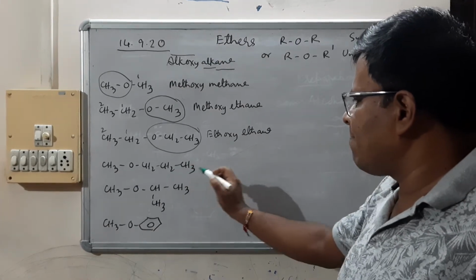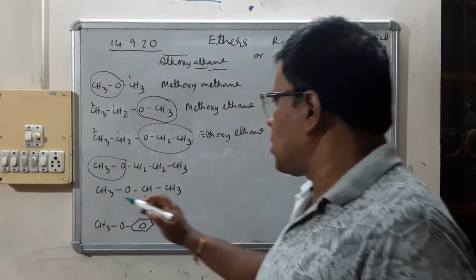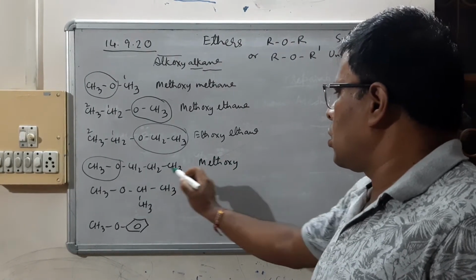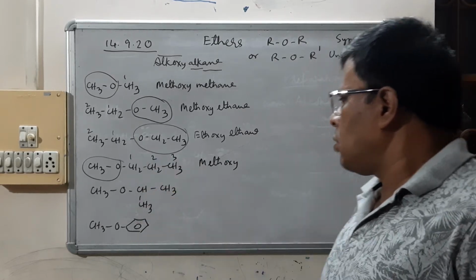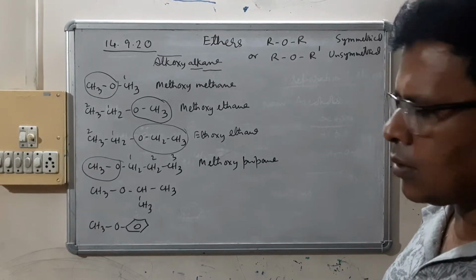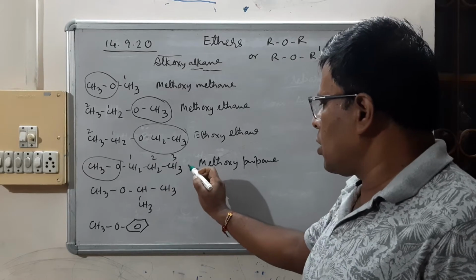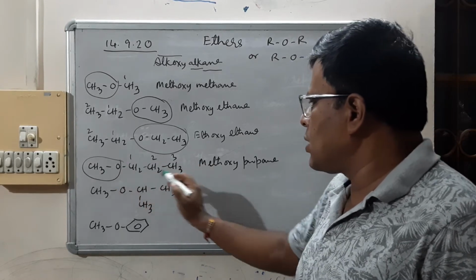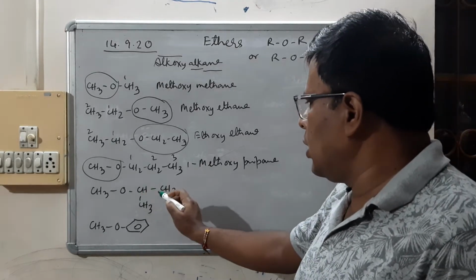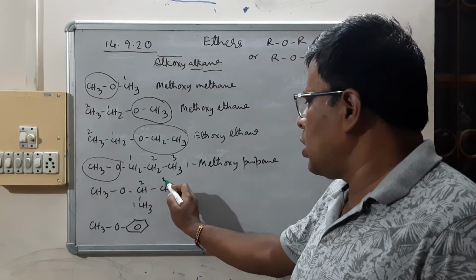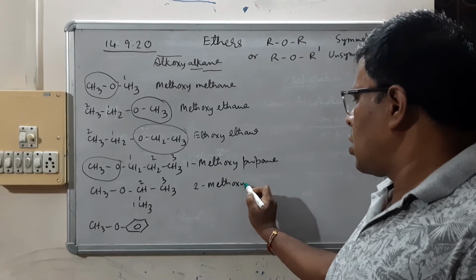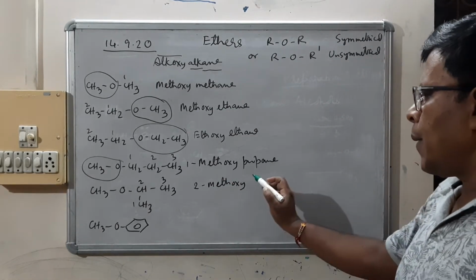In this case, if I name it methoxy, this is 1, 2, 3. Methoxypropane. The name is not complete. It should be named as, because it is at one place, 1-methoxypropane. And in this case, this is 1, 2, 3. So its name will be 2-methoxypropane.